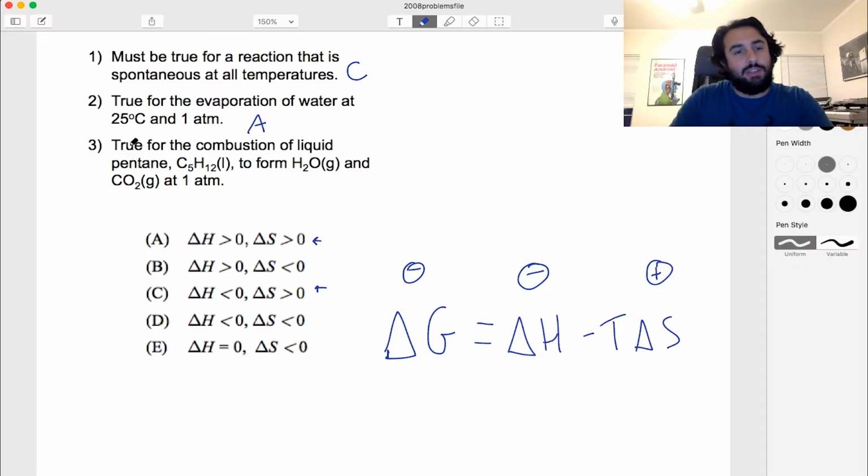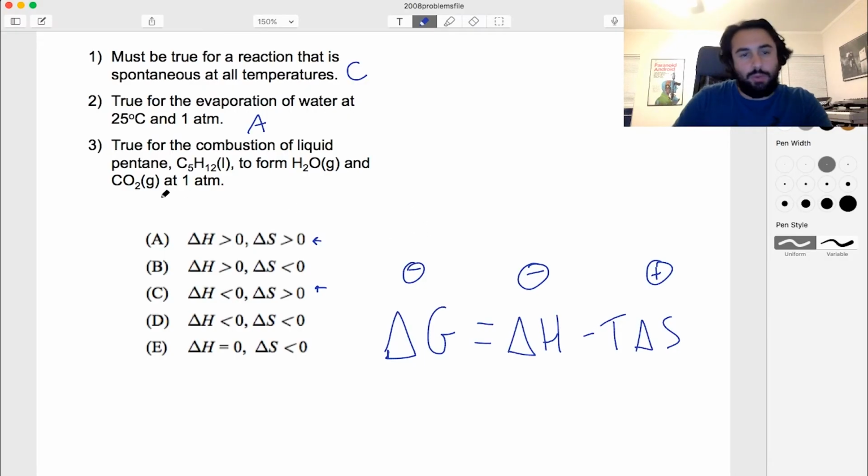And then finally, true for the combustion of liquid pentane, that's C5H12, in the liquid form to form water vapor and carbon dioxide gas at 1 atmosphere. Speaking in terms of enthalpy, we should know, just logically speaking, that a combustion reaction is exothermic. A combustion reaction releases a lot of energy. That's why combustion involves fire and explosions. So combustion is certainly exothermic, so we're going to have a negative delta H. And then what about entropy?